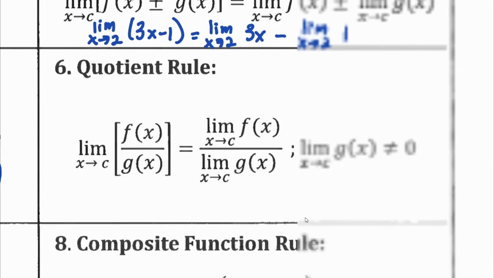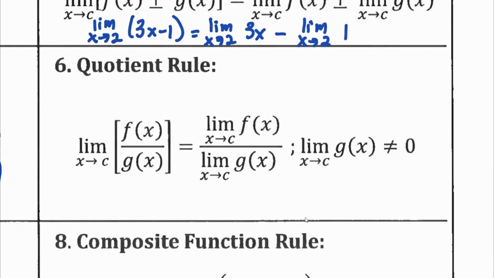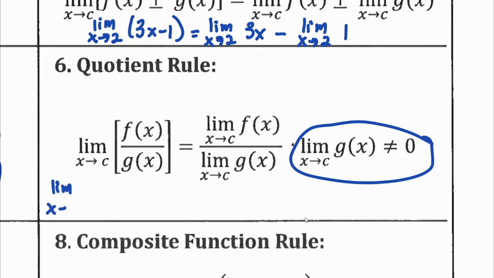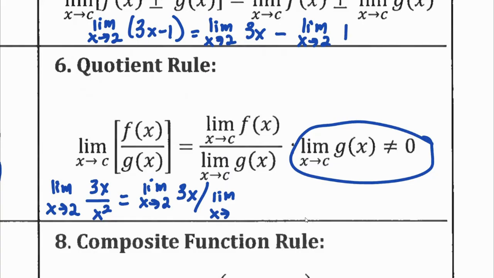And we can do something similar with division. Again, the limit of a quotient is the quotient of their limits, with one caveat, and that caveat is that the limit of that denominator can't equal 0. If it did, then that means we're dividing by 0, which we're not allowed to do. But we could say the limit as x approaches 2 of 3x over x squared, that would be the same thing as the limit as x approaches 2 of 3x over the limit as x approaches 2 of x squared. So we're allowed to take that as a fraction.